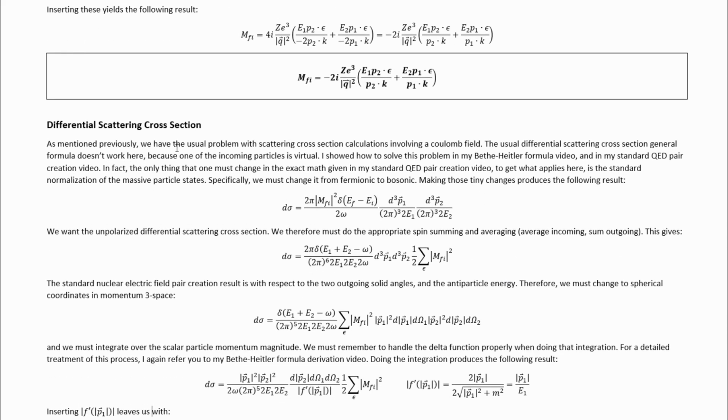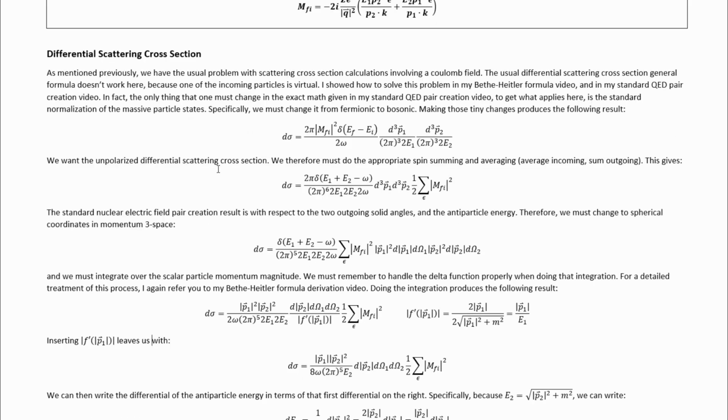As mentioned previously, we have the usual problem with scattering cross-section calculations involving a Coulomb field. The usual differential scattering cross-section general formula doesn't work here because one of the incoming particles is virtual. I showed how to solve this problem in my Bethe-Heitler formula video and in my standard QED pair creation video. In fact, the only thing that one must change in the exact math given in my standard QED pair creation video to get what applies here is the standard normalization of the massive particle states. Specifically, we must change it from fermionic to bosonic. Making those tiny changes produces this result.